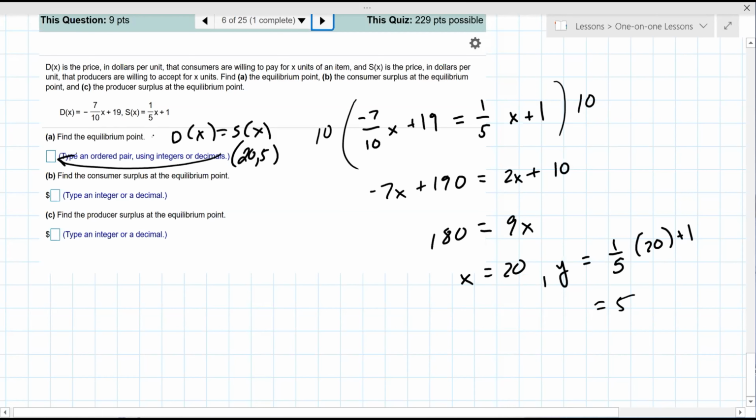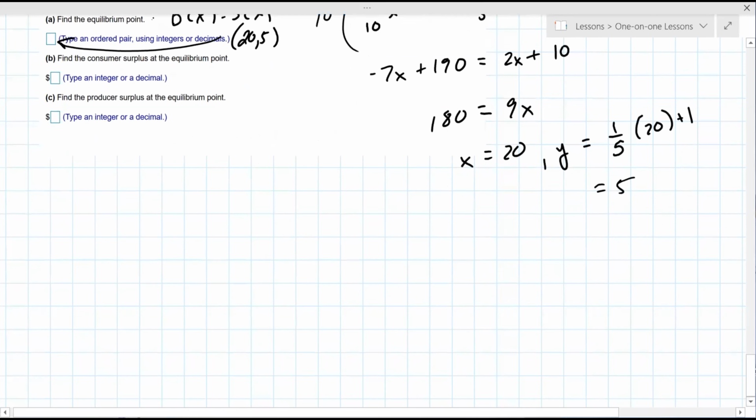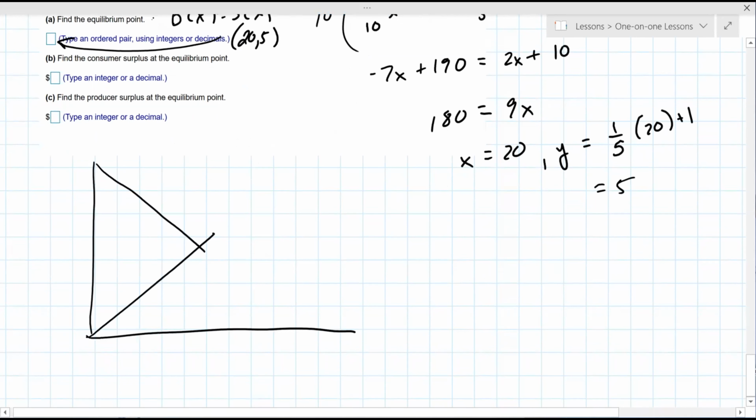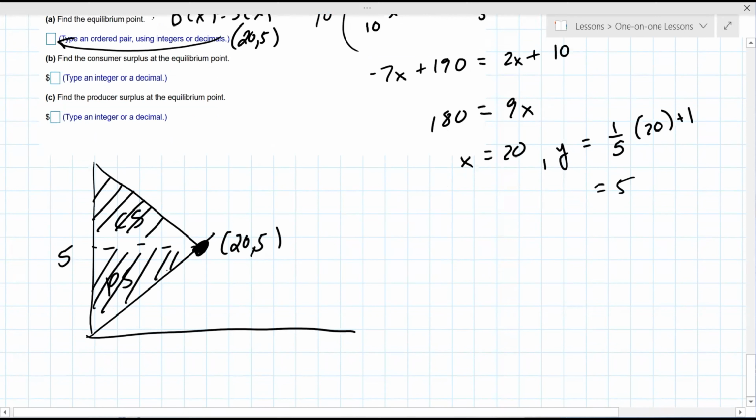Now on to consumer surpluses. This is a really good question, but it's very complicated. So you've taken an econ class, I'm assuming. The point we just found is right there, 20 comma 5. This is the consumer surplus, and this is the producer surplus. But we can actually find it.